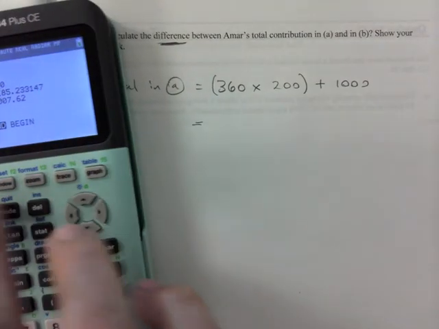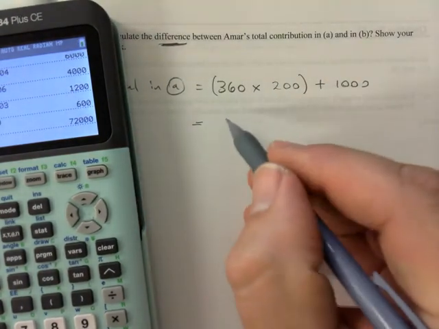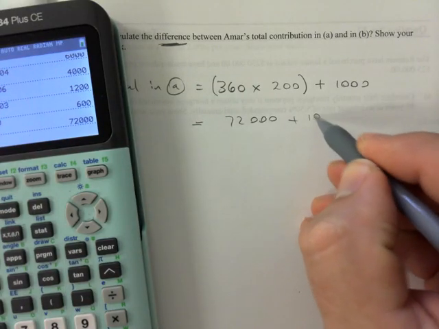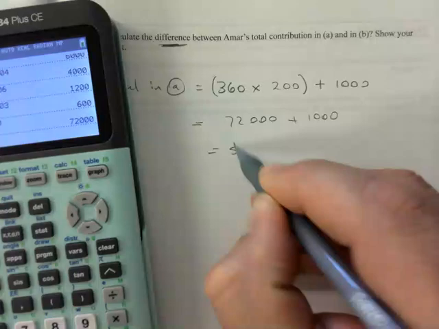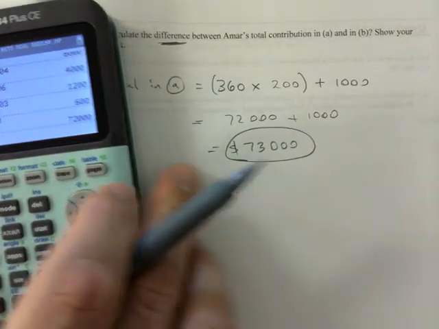That's what it's asking for there. So 360 times 200 is 72,000, plus the 1,000. We're talking that you put in 73,000 in A.